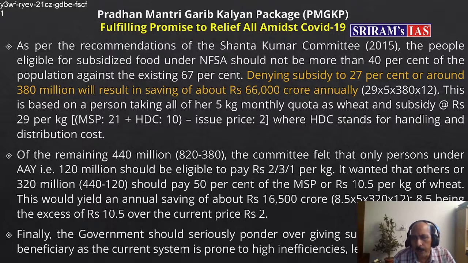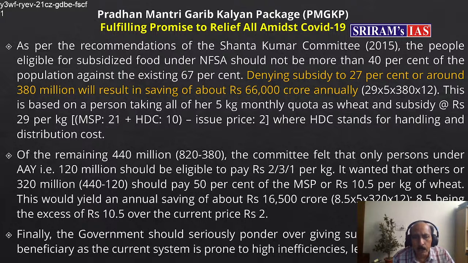It is not required. And therefore, the maximum population to be covered under NFSA as per the high level committee was only 40%. It means 27% of the population can be put outside the NFSA, and denying the subsidy to 27%, or around 380 million people, will save 66,000 crore annually to the government.